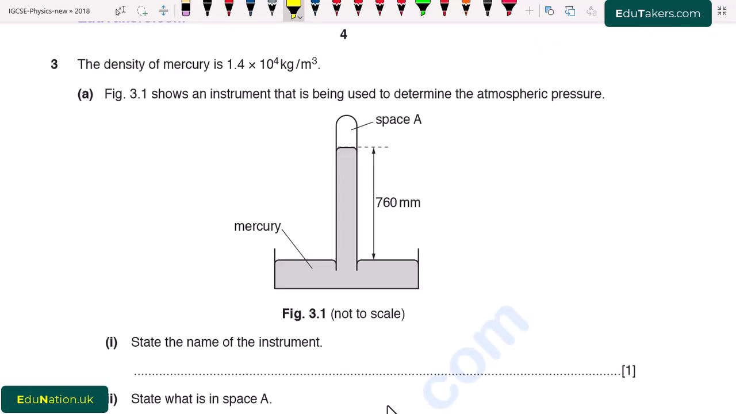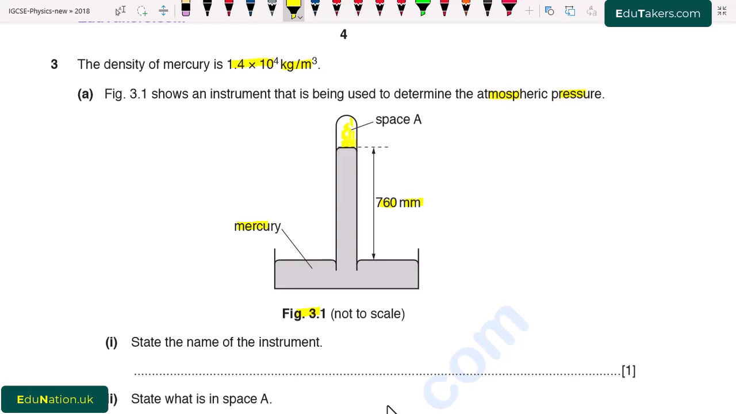Question number 3. The density of mercury is 1.4 into 10 to the power 4 kilogram per meter cube. Part A. Figure 3.1 shows an instrument that is being used to determine the atmospheric pressure. In figure 3.1 we can see that there is an instrument and it is used to measure the atmospheric pressure. Height is given as 760 millimeter and there is a space A and mercury is filled in it.